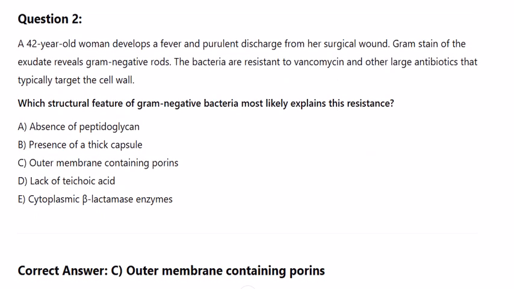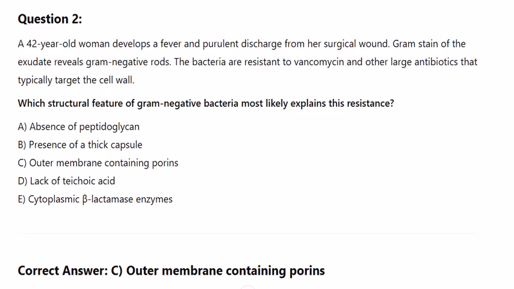Question 2. A 42-year-old woman develops a fever and purulent discharge from her surgical wound. Gram stain of the exudate reveals gram-negative rods. The bacteria are resistant to vancomycin and other large antibiotics that typically target the cell wall. Which structural feature of gram-negative bacteria most likely explains this resistance?